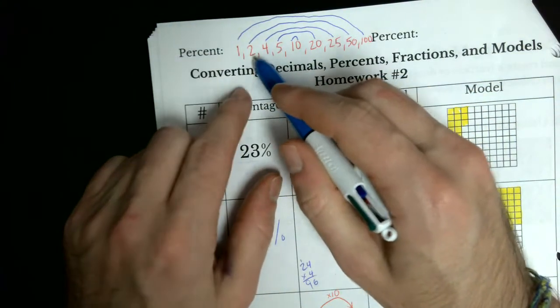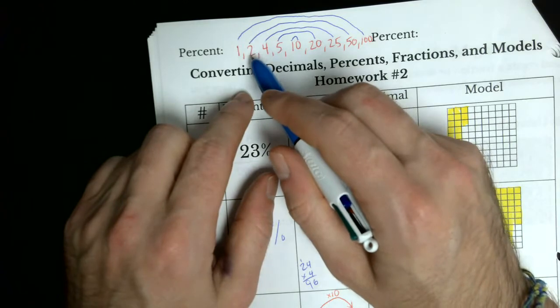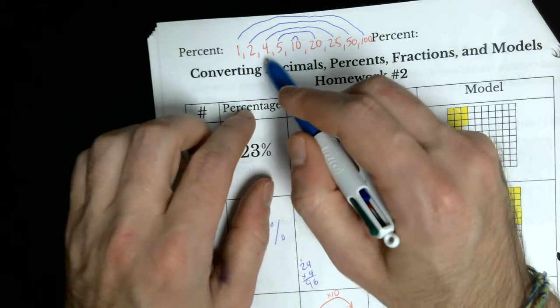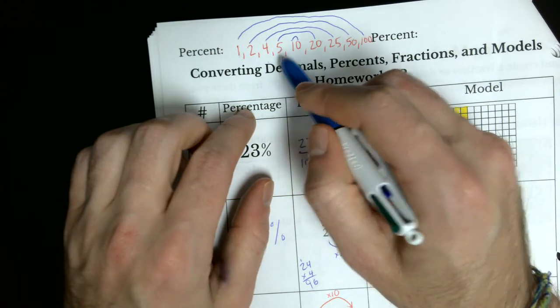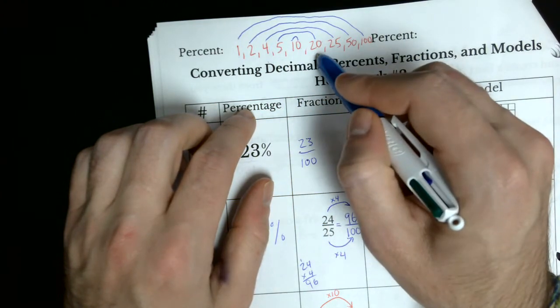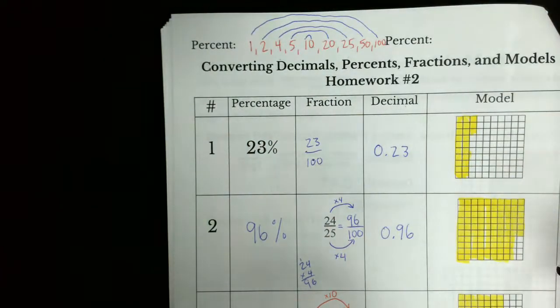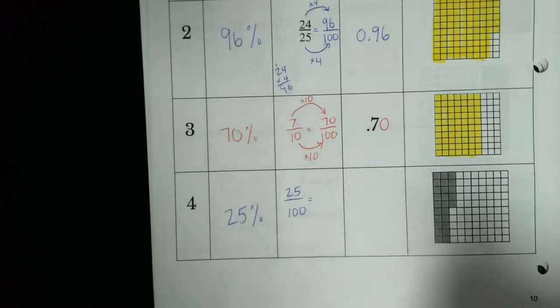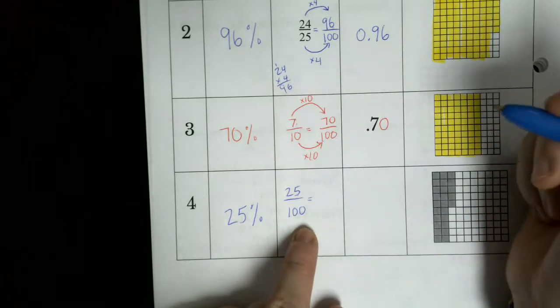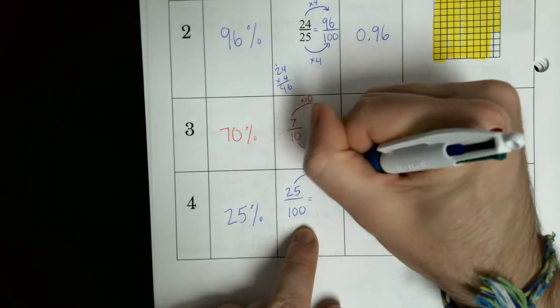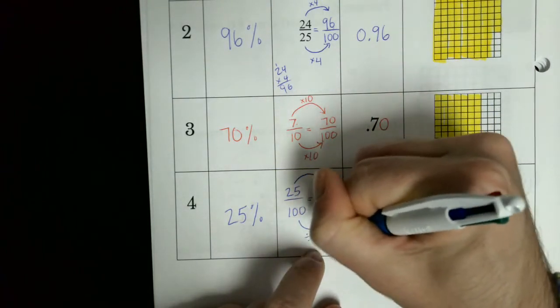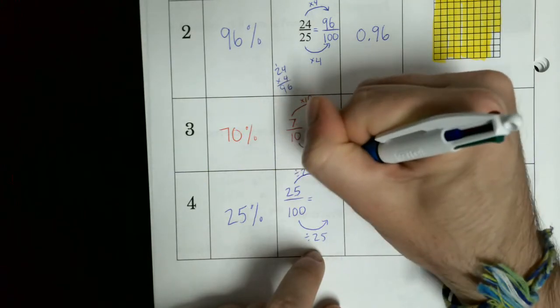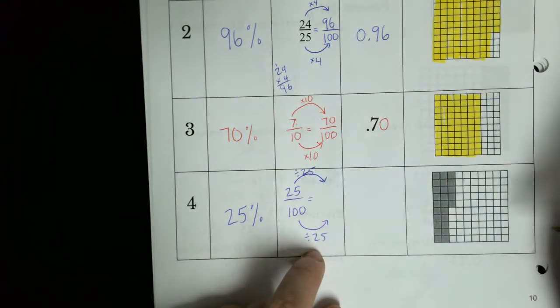1 wouldn't work. Well, 1 would work, but we're not going to do it. 2 wouldn't work because 25 is not even. 4 doesn't go into 25. 5 does. 10 doesn't. 20 doesn't. Well, but 25 does. 25 is one of our magic numbers. So we can divide the top and bottom by 25. Perfect. So that will help us do it in one step. We wouldn't have to do it in 2 steps. If we divided by 5, we'd have to do it twice.